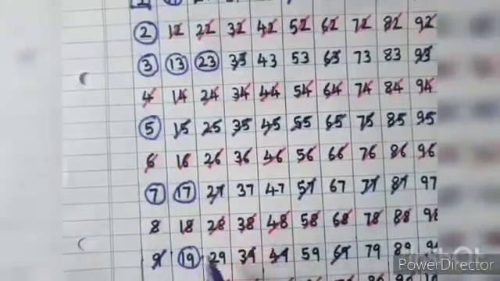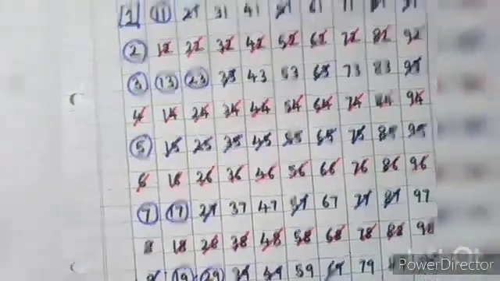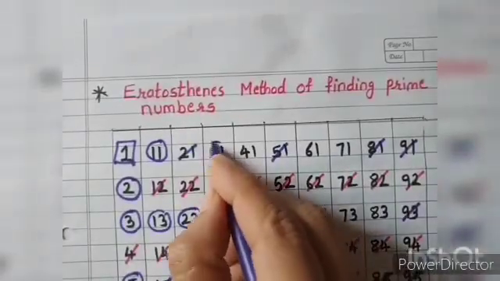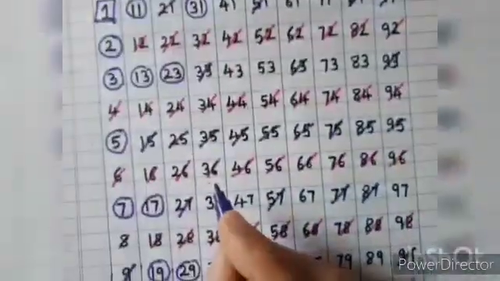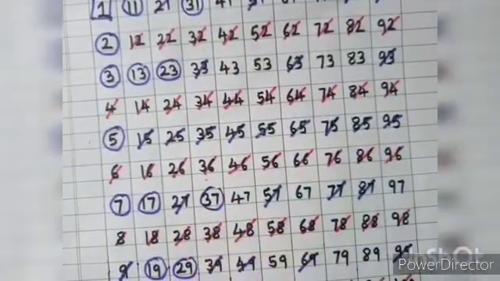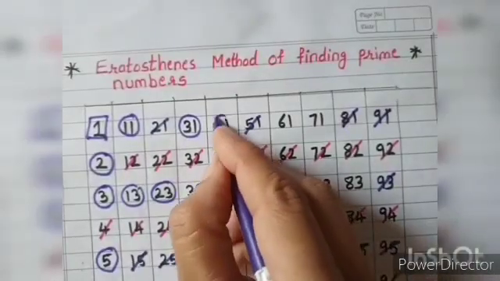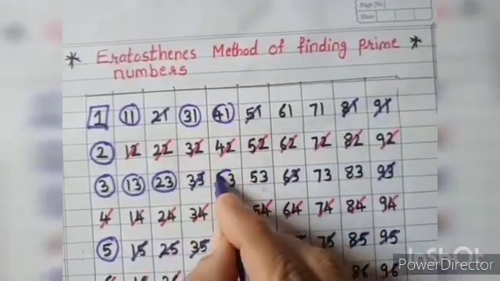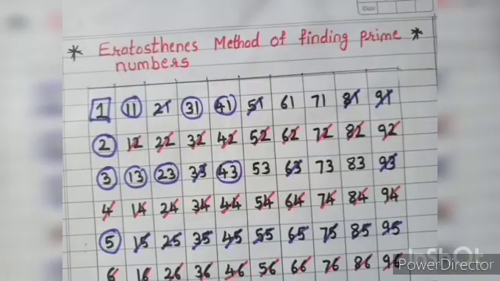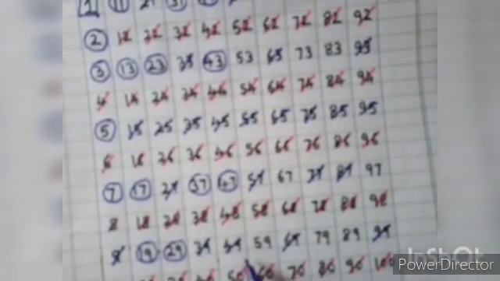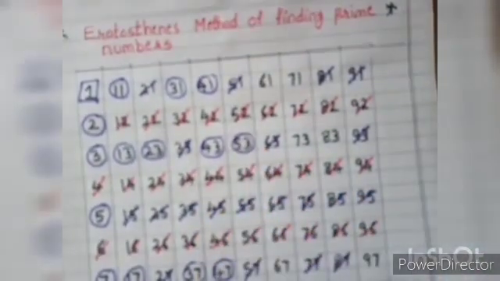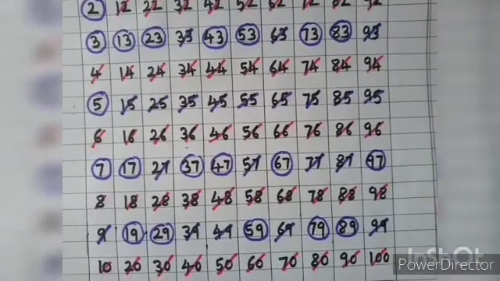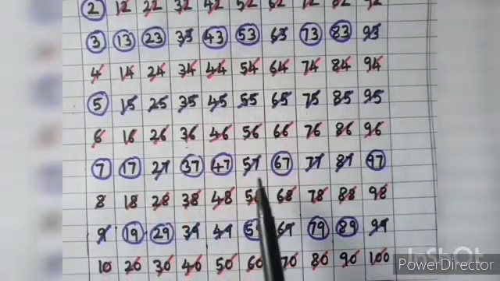After 23, 29, then 31, 37, afterward 41, next is 43, 47, next 53. Now we have circled all prime numbers.